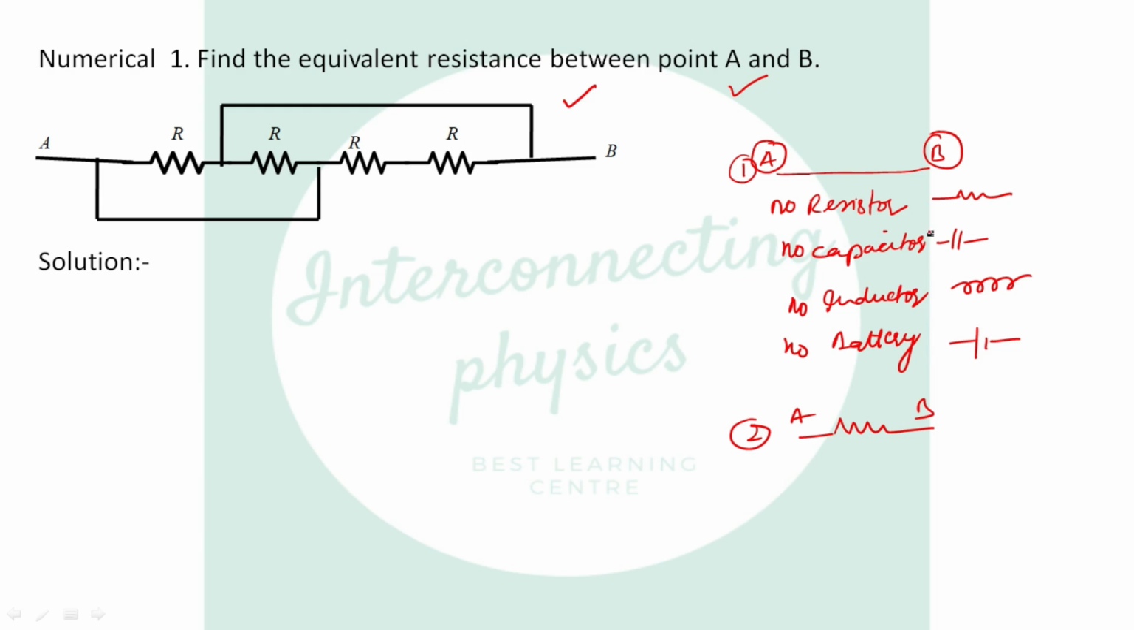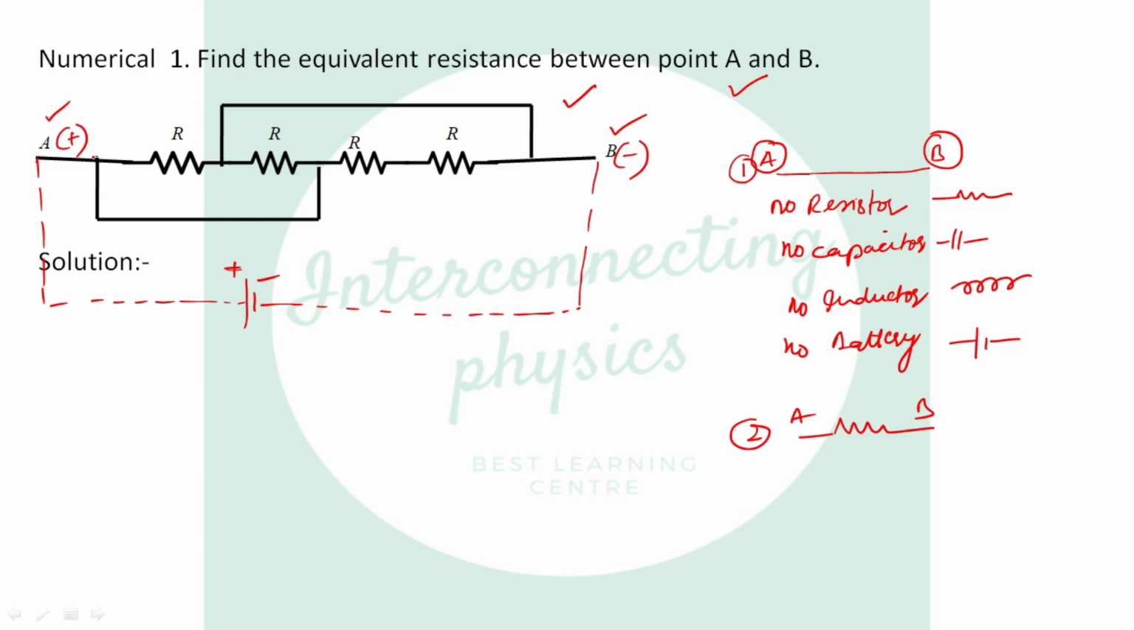This method is called the potential method. Now we have to calculate the effective resistance, that is, the equivalent resistance between points A and B. Let us calculate. First of all, draw a false, fictitious battery between points A and B. This is the first step in order to solve such problems. This is the positive terminal, this is negative. Point A is at positive potential, point B is at negative potential.